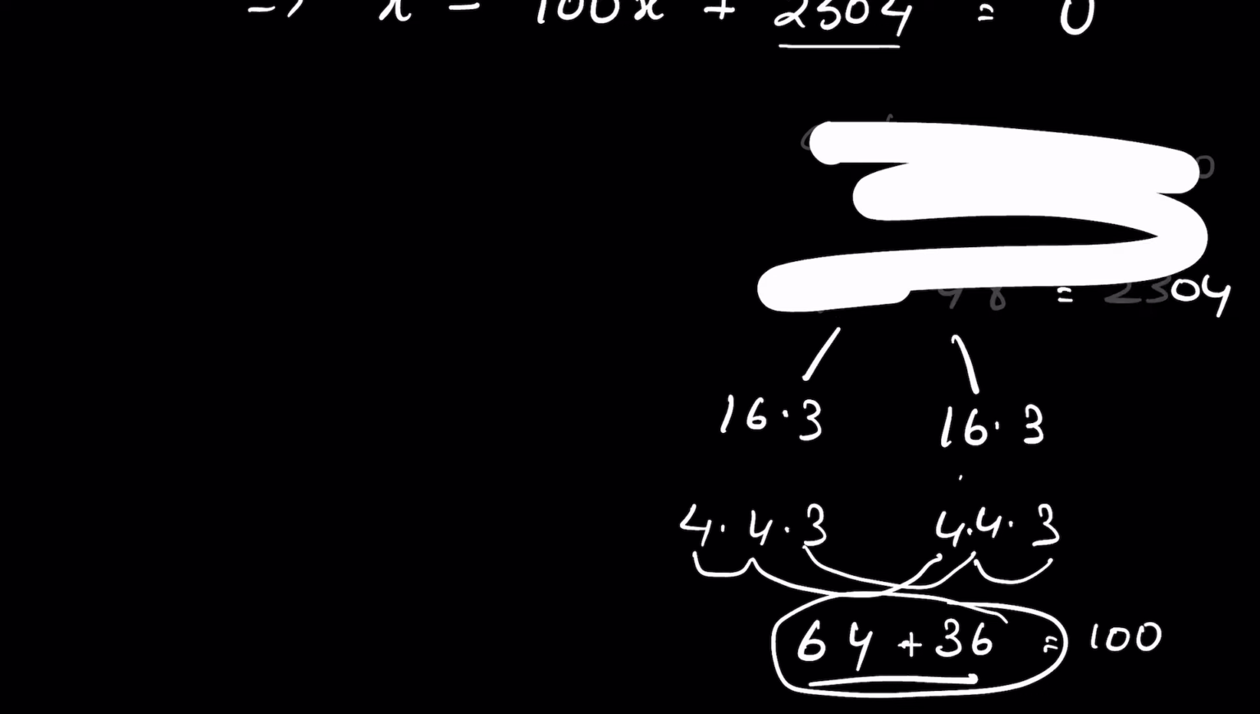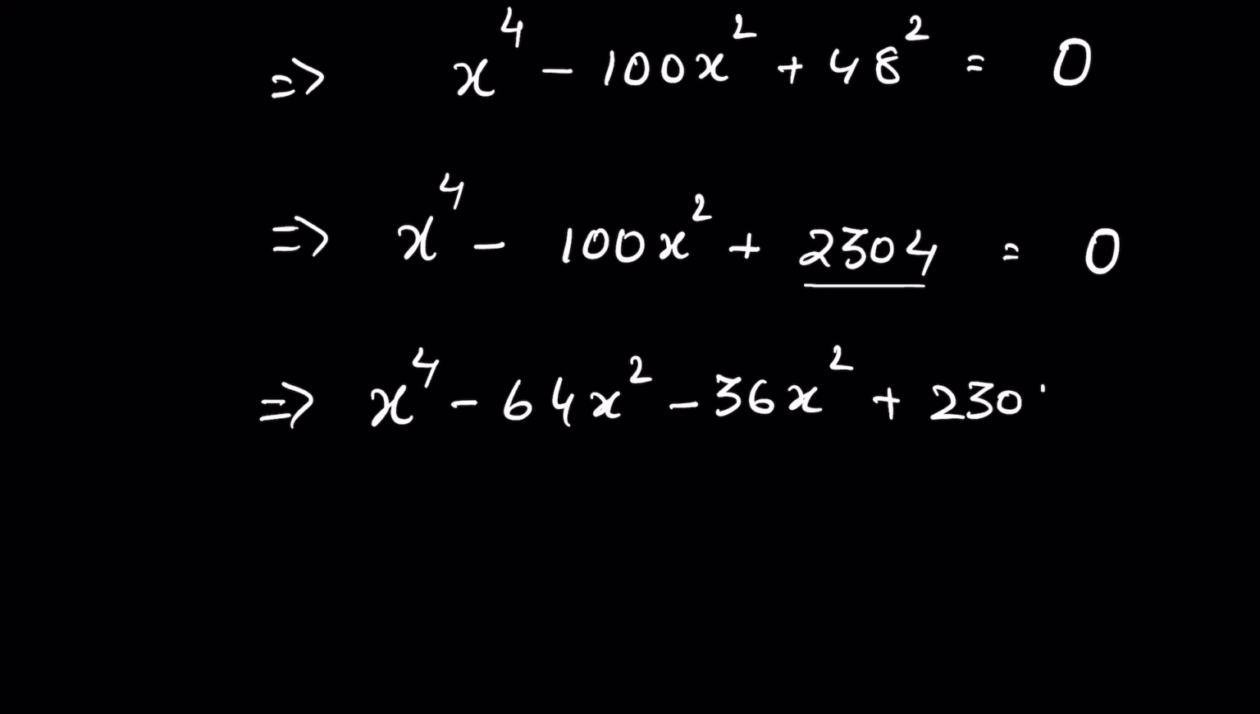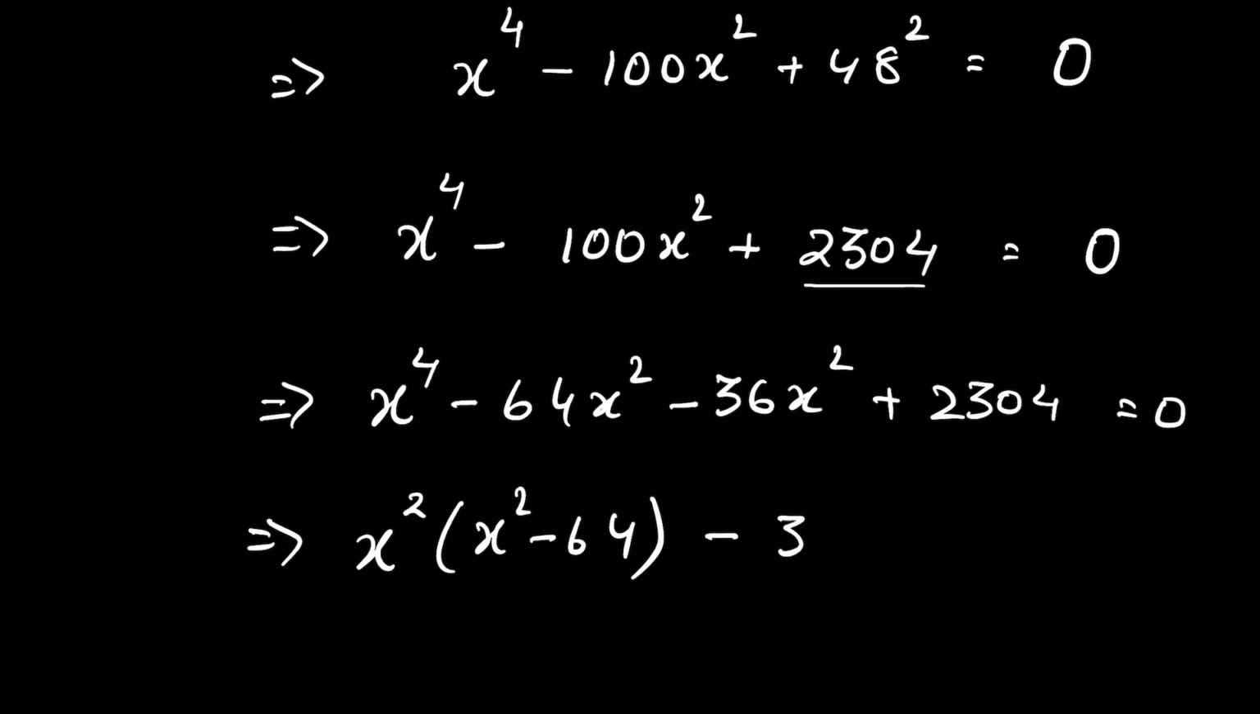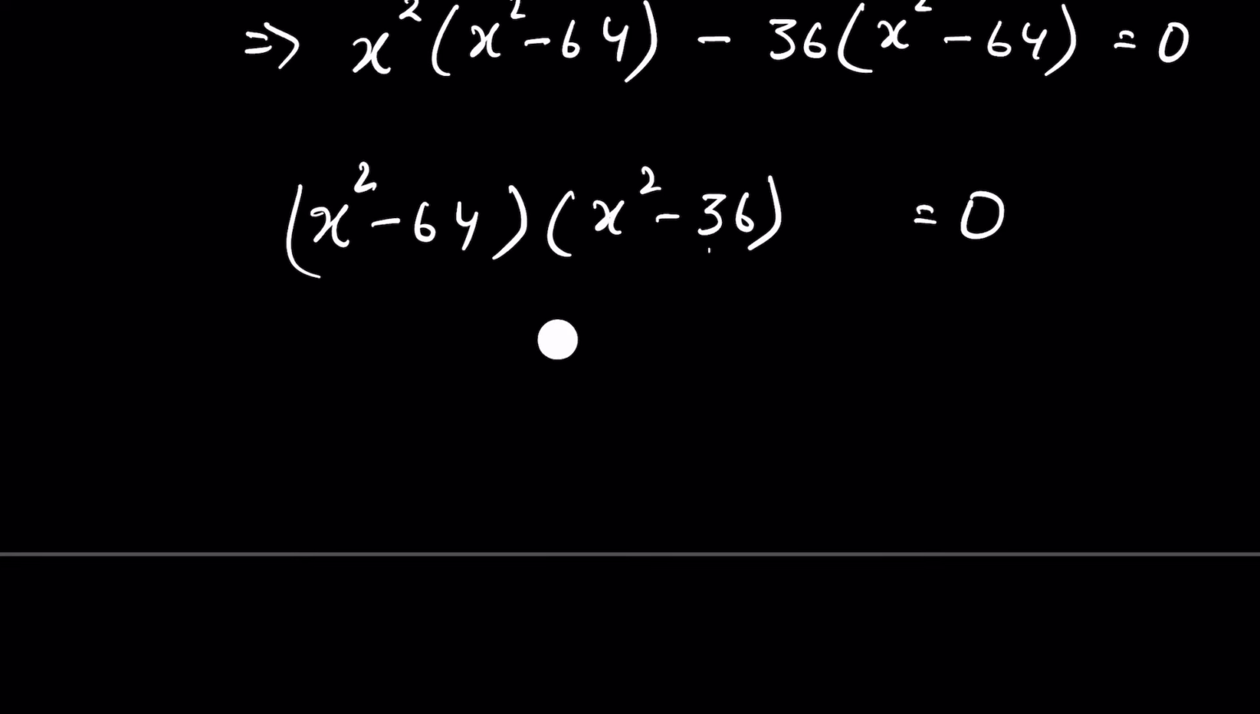Using these two numbers, we can factorize. So we can write X to the power 4 minus 64 X square minus 36 X square plus 2304 is equal to 0, or X square, let's take it common, then X square minus 64, then minus 36, X square minus 64 is equal to 0. Now X square minus 64 is a common factor, so X square minus 64 times X square minus 36 is equal to 0. Now we have two values of X.